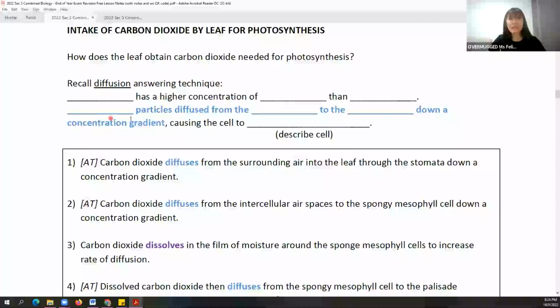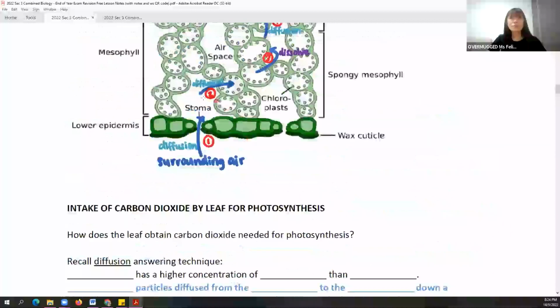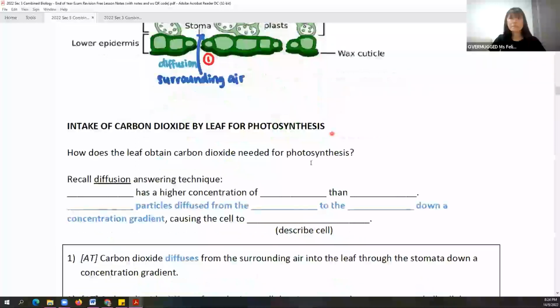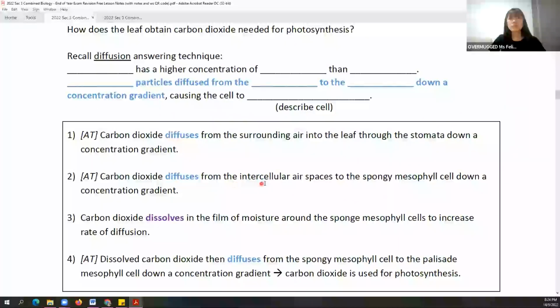Then the second part, same thing, use back the same answering technique. Fill in the blank, carbon dioxide again. Diffuse from where to where? This time around, it diffused from the intercellular airspace to the spongy mesophyll. So that's why it's over here: diffuse from the intercellular airspace to the spongy mesophyll. Then continue to copy down a concentration gradient.